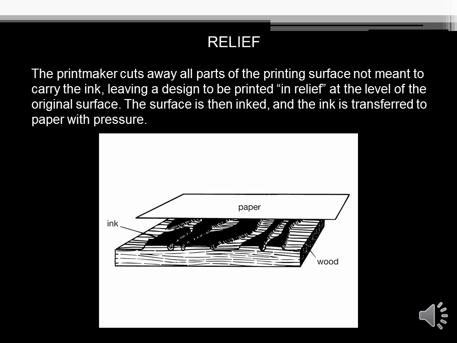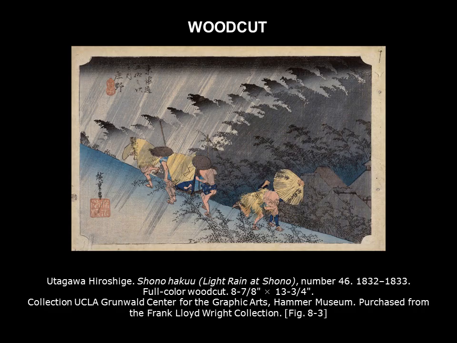In relief printmaking, the printmaker cuts away all parts of the printing surface not meant to carry the ink, leaving a design to be printed in relief at the level of the original surface. The surface is then inked, and the ink is transferred to the paper with pressure. The earliest examples of printmaking originating in China were woodcuts.